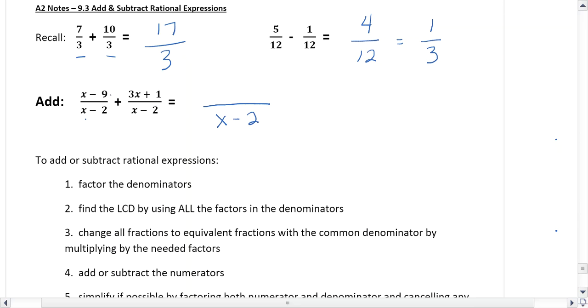We're adding here, so we add our numerators. 1x and 3x is 4x. Negative 9 plus 1 is negative 8. And again, if possible, this has to be reduced, and we can tell that only if we factor both. So factoring the numerator, taking out a GCF of 4, we end up with x minus 2 being able to be canceled from both. So if you cancel both, your final answer is just 4.